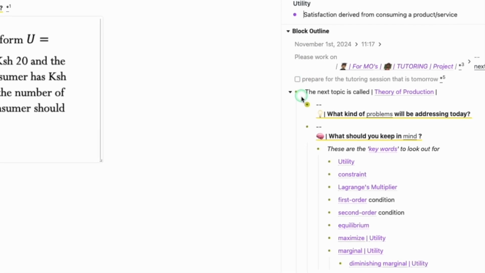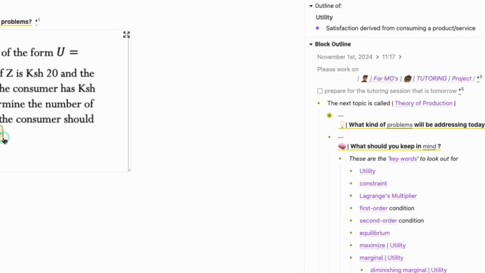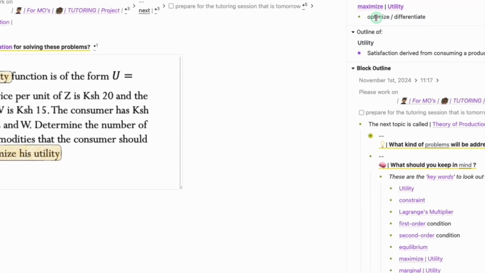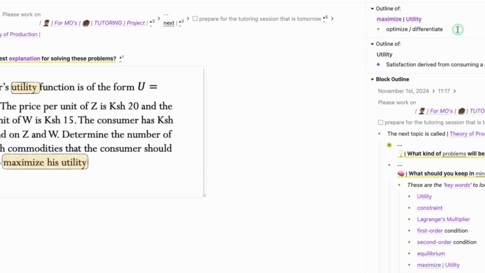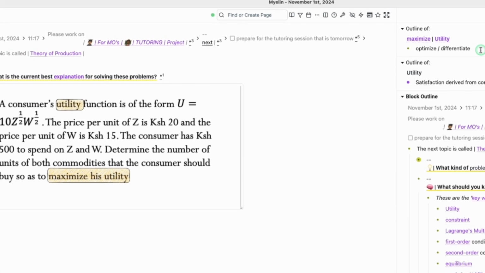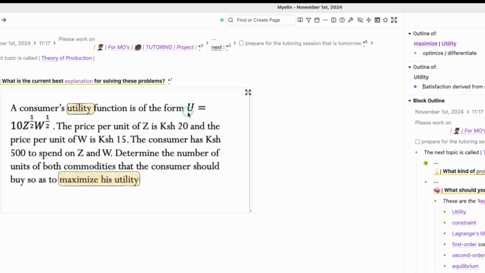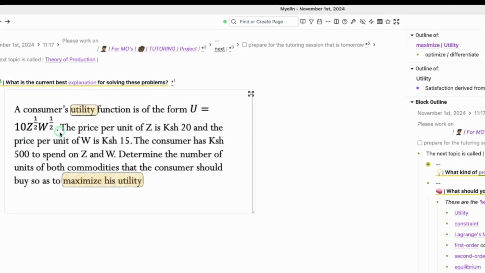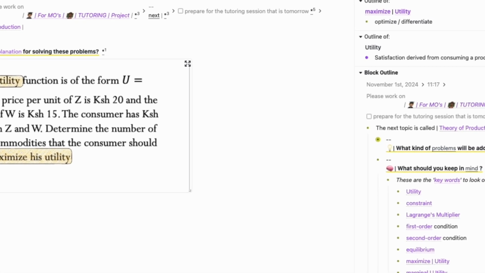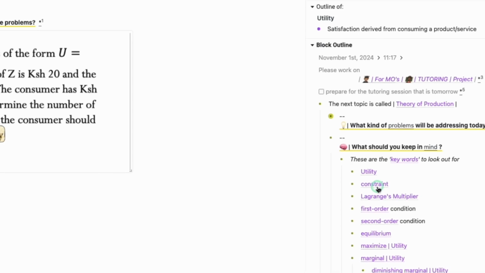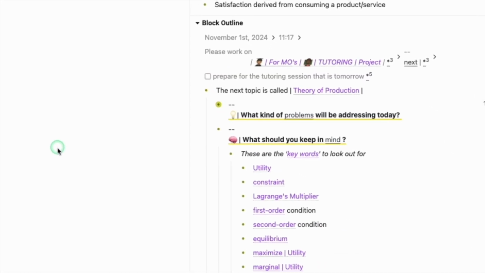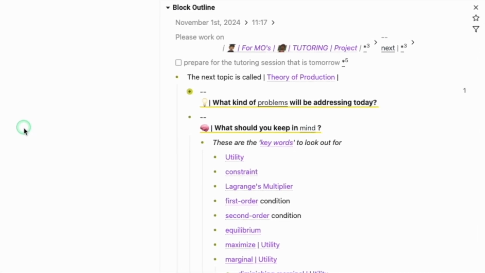Now, mathematically speaking, when you're maximizing utility, you're essentially differentiating. You're seeking to optimize, and what is going to happen is that you're going to have to differentiate a function. So what function are you going to have to differentiate? The utility function that you've been given here. However, we need to keep in mind that the consumer faces a constraint. So there's always a constraint function that the consumer has to deal with.